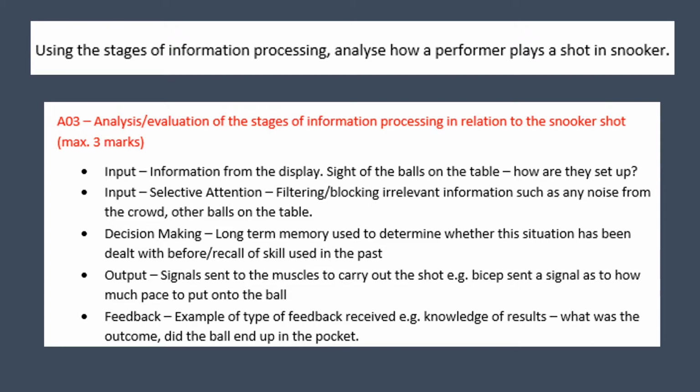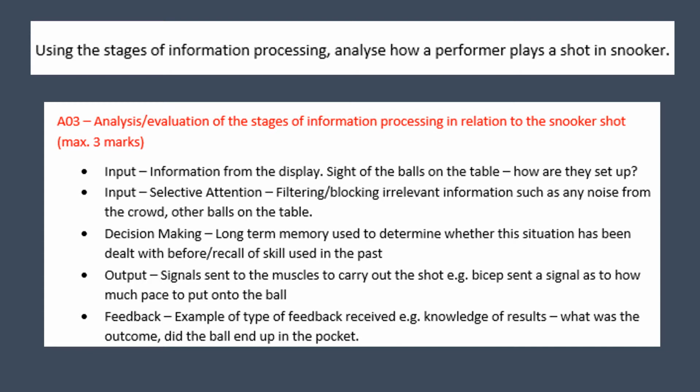In terms of output, you might go a little bit deeper into exactly what happens. So signals are sent from the brain to the muscles in order for the shot to be carried out. So the brain can send a signal to the bicep muscle, telling it how hard and how much pace to put onto the ball.